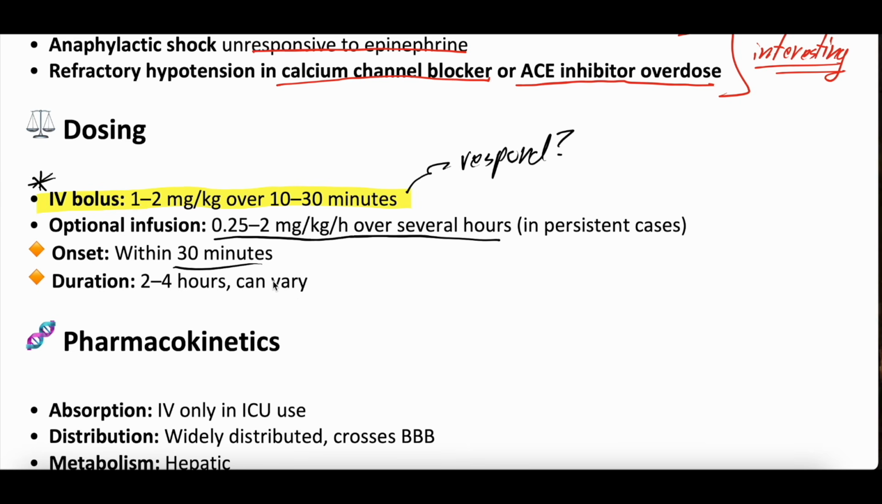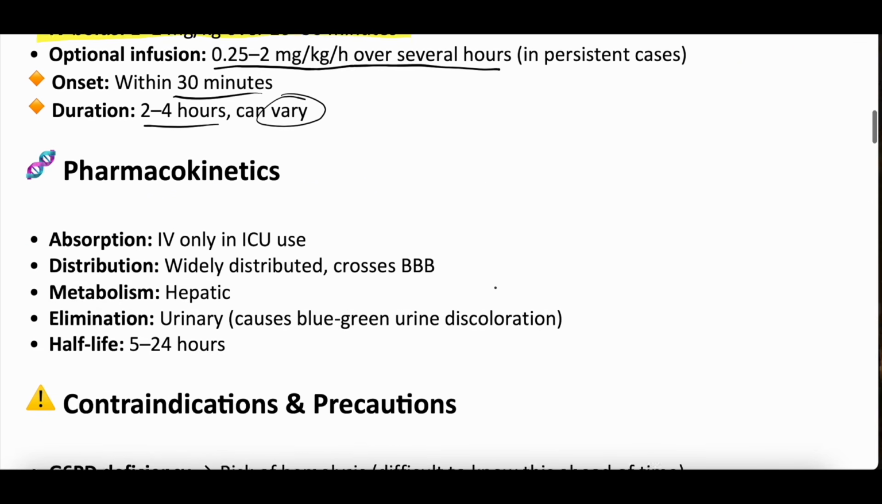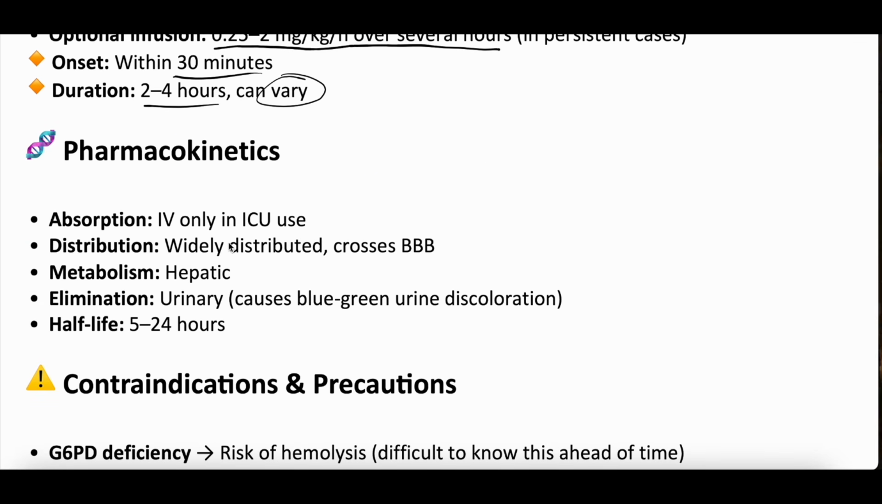The onset's within 30 minutes. Duration can last 2 to 4 hours, although there's some variability here. But most folks will do the bolus and see if there is a response, if they're a methylene blue responder. Pharmacokinetics, you can only give it intravenously. It's widely distributive and it does cross the blood-brain barrier. It's metabolized by your liver and it's excreted urinary through your kidneys, so you urinate it out.